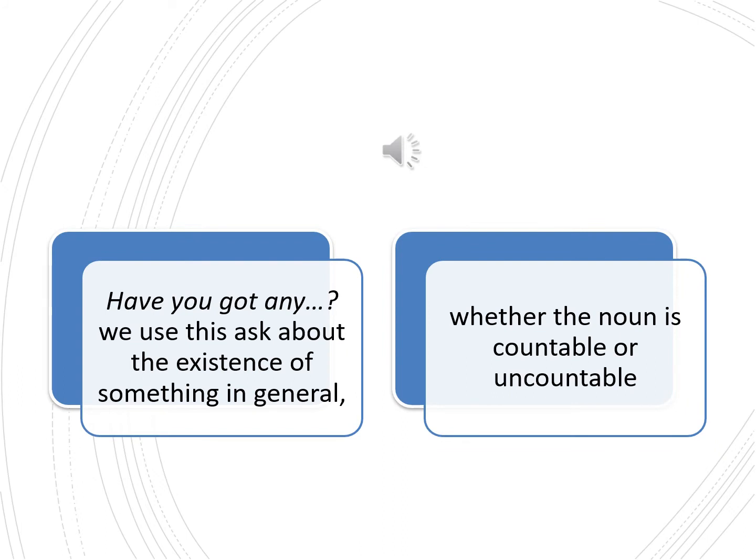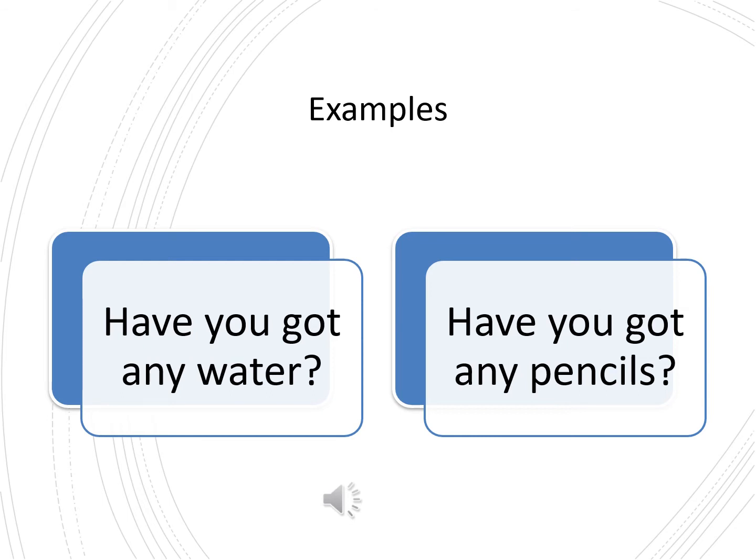We use this to ask about the existence of something in general. Have you got any books? Have you got any water? Whether the noun is countable or uncountable. For example, have you got any books? Have you got any juice? Have you got any pencils? Have you got any water? As you know, water is an uncountable noun. Pencils is a countable noun. It's in the plural form. So we can use have got any to ask about countable nouns or uncountable nouns.